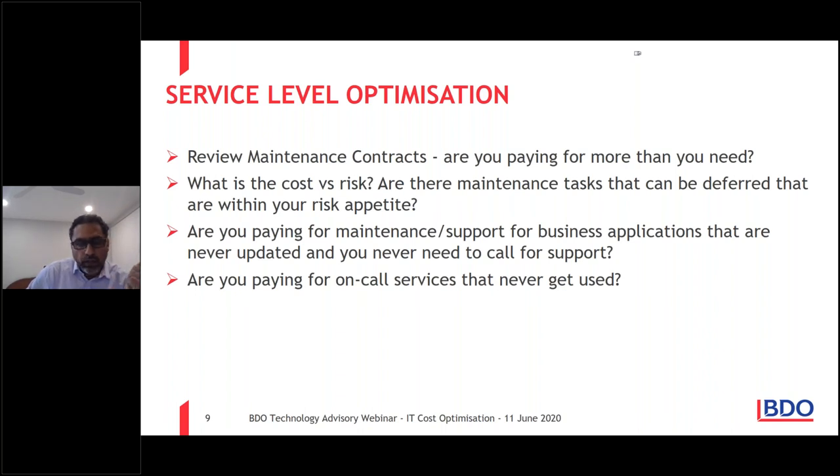The second one could be, what is the type of quantity that we have built into those contracts? Are we saying for every 100 tickets that we are going to have, this is what we are going to pay.